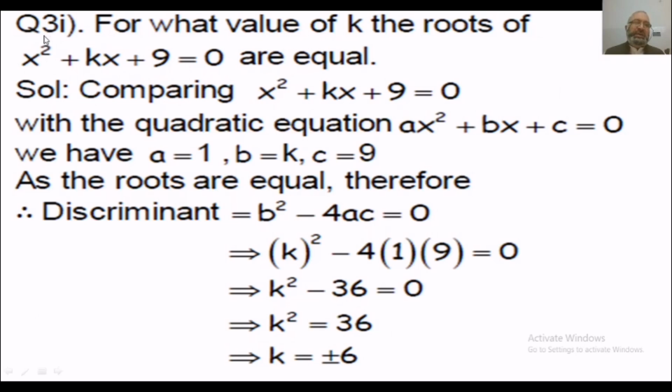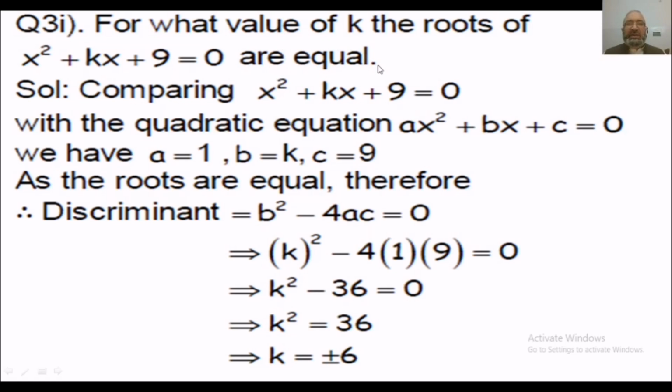Let's come to question 3. For what value of k are the roots of x square plus kx plus 9 equal to 0 equal? The given quadratic equation is in standard form: x square, x, and a constant term. We have to find the value of k for which the roots of the equation are equal. So the given condition is that the roots of this equation are equal.